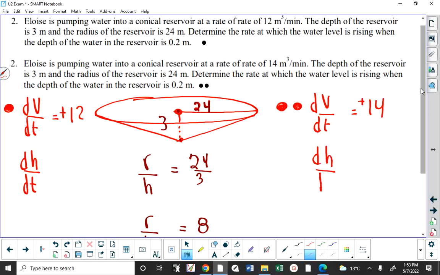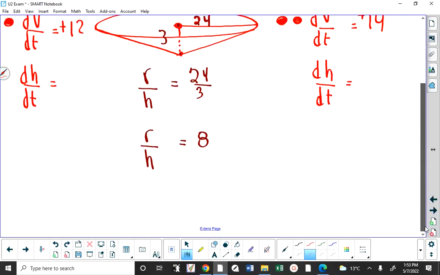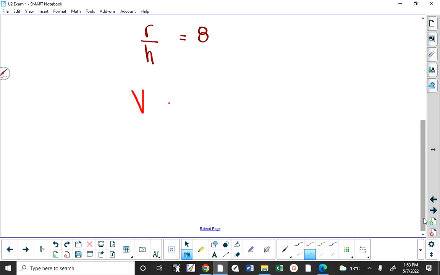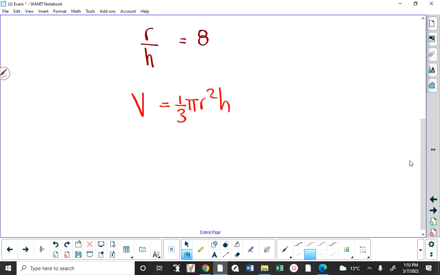You're trying to find dh/dt from dV/dt. And again, it depends on which version of the exam you have when it comes to the rate of change of volume. But regardless of which version you have, the fact of the matter is the volume of a conical reservoir is 1/3 pi r squared h. And we want to keep V in this equation because we have a dV/dt. We want to keep h in this equation because we want to find dh/dt.